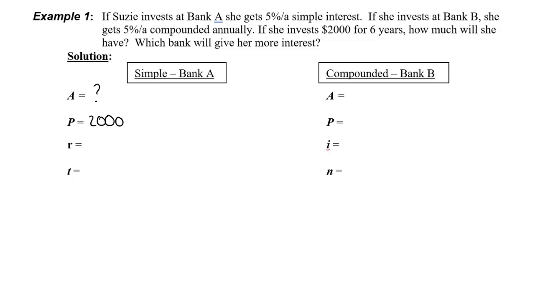Well, we don't know what the future amount is. That's what we're trying to find. But we do know that she's investing $2,000. So we can put in 2,000 as the P value. We know it's for 6 years. So if it's simple interest, that's t is 6.